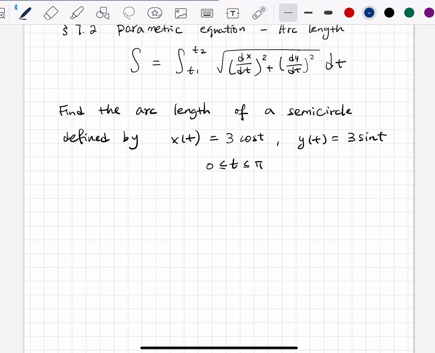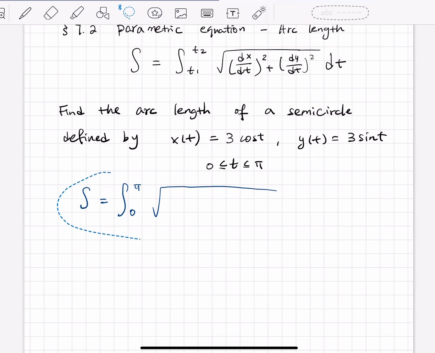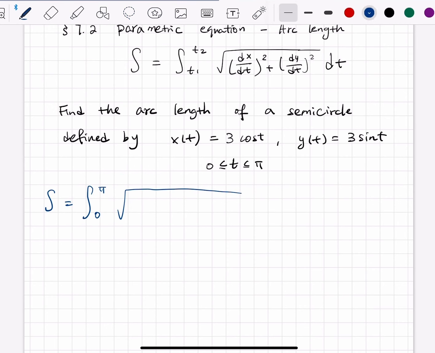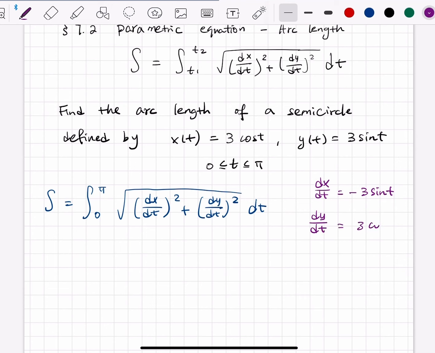So to do it, it's straightforward. You apply the formula that the arc length is going to be an integral from 0 to pi of the square root of dx over dt squared plus dy over dt squared dt, where dx dt is going to be negative 3 sine of t and dy dt is going to be 3 cosine of t.